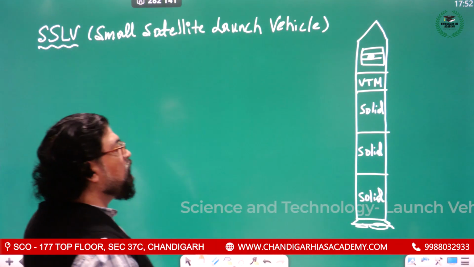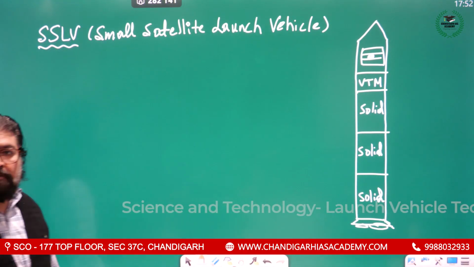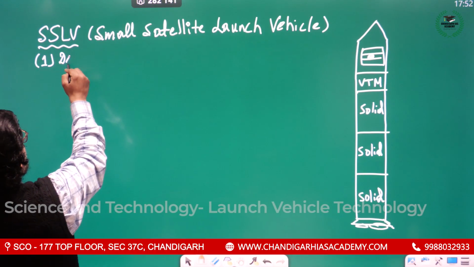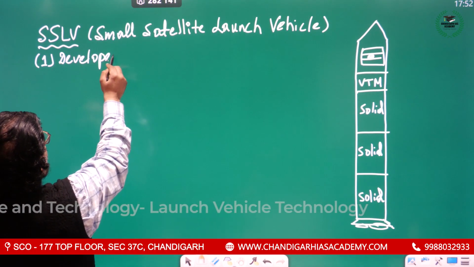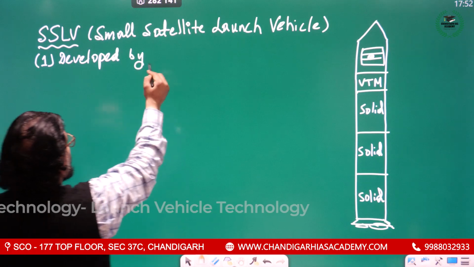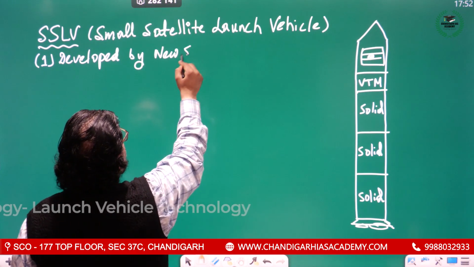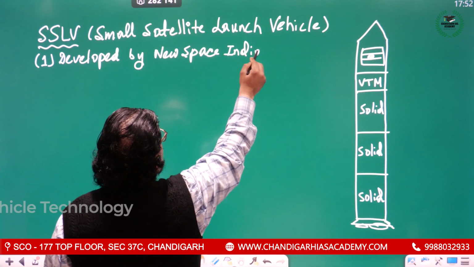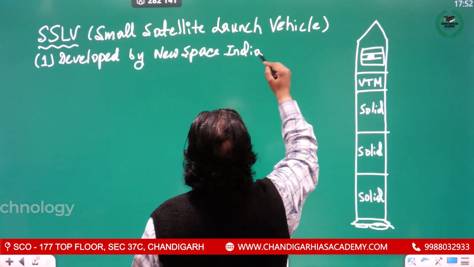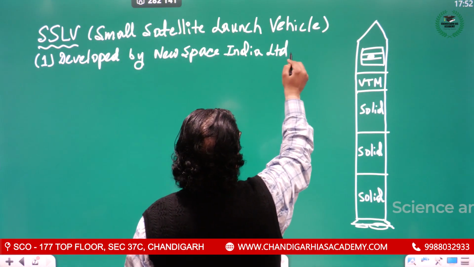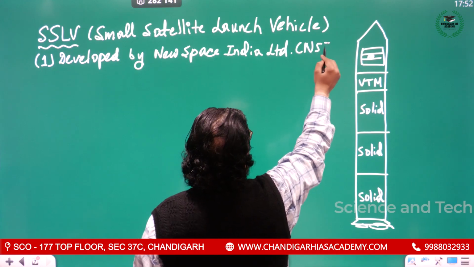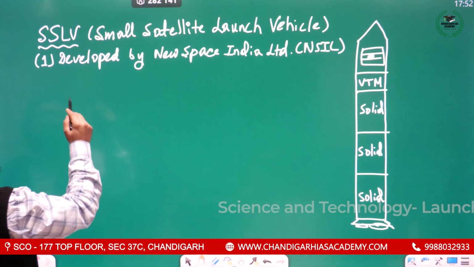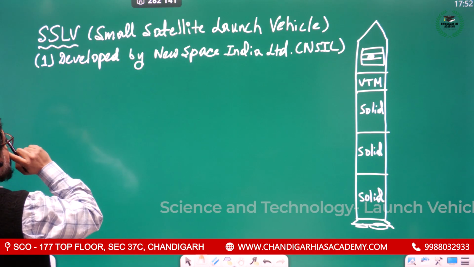Now this is the model of the Small Satellite Launch Vehicle. Now here, first thing, it is developed by a new company called New Space India Limited, NSIL. And now we are trying to bring private players into space technology. NSIL is a government company, right? Developed by New Space India Limited.